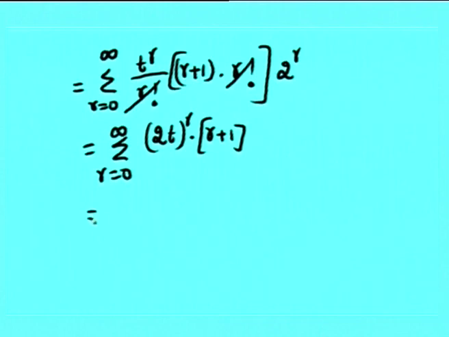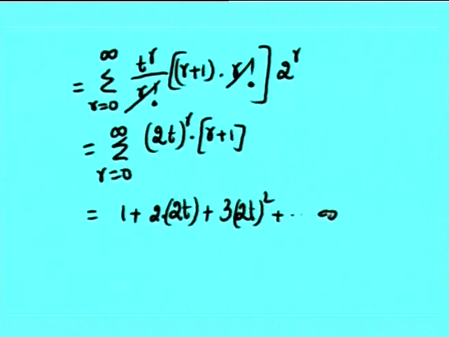Okay. Now, expand this. First put r is equal to 0, you get 1, then put r is equal to 1, you get 2 into 2t, then you put r is equal to 2, 3 into 2t whole square plus etc. up to infinity. This looks like the series 1 plus 2x plus 3x square plus etc. up to infinity.